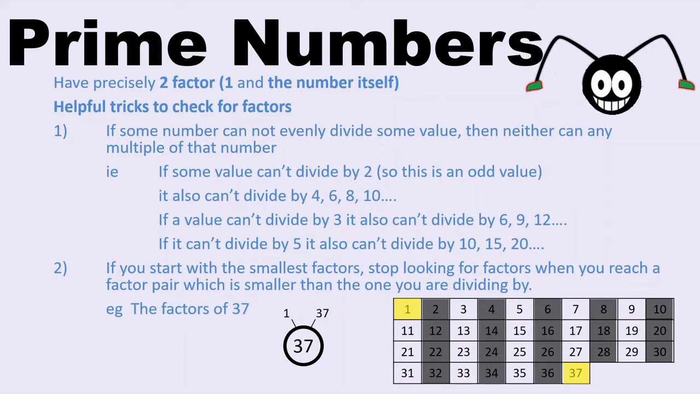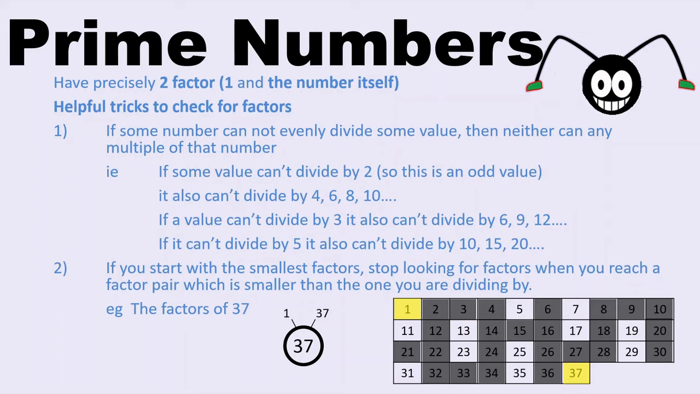Next, I'm going to try 3 because it's the next smallest possible factor. Does 37 divide by 3? No. 36 divides by 3, that would be 12, but 37 does not divide by 3. So I'll black out the 3, and I'll black out all of the other multiples of 3 as well. You see how I'm getting rid of all of the possible factors quite quickly here?